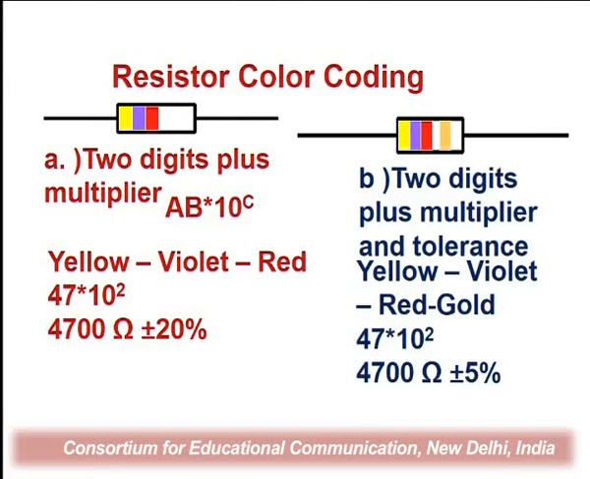Now, there is an example. You see on the left hand side, the 2 digit value AB multiplied by 10 to the power C. Here we have yellow, violet and red colors.